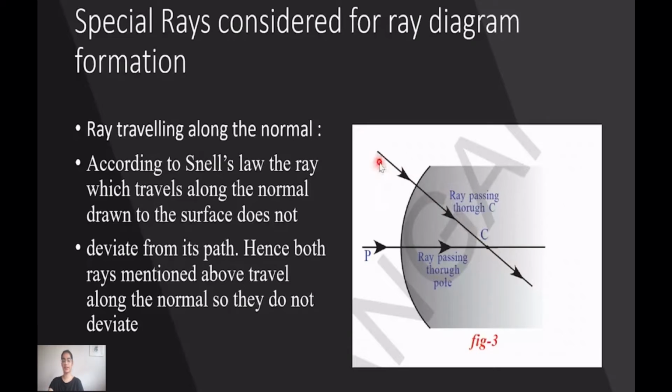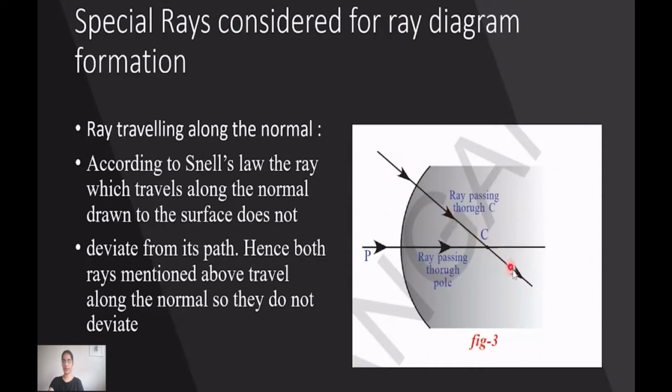When a light ray travels along the center of curvature or along the normal, it's going to go in the same direction, undeviated. It's going to keep traveling in the same direction. There is absolutely no deviation taking place. So according to Snell's law of refraction, the ray of light which travels along the normal to the surface does not deviate from its path. So this is the first case.